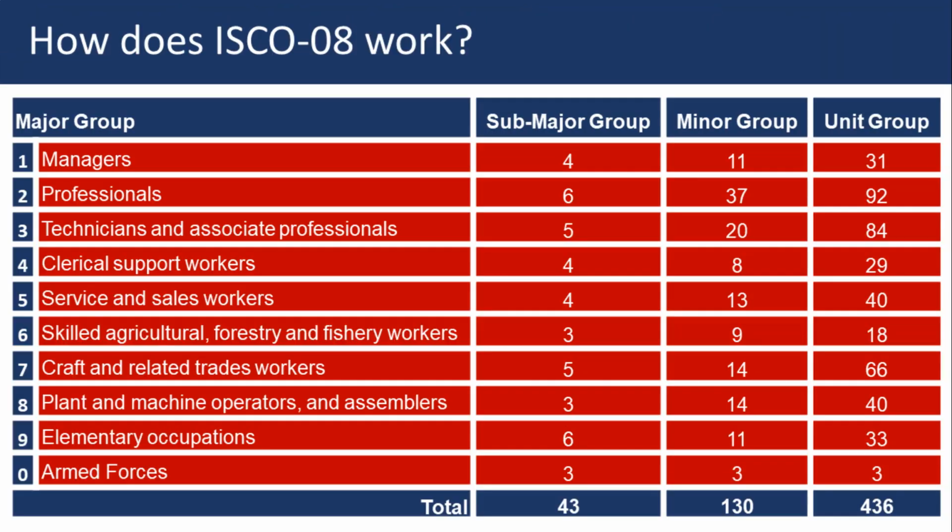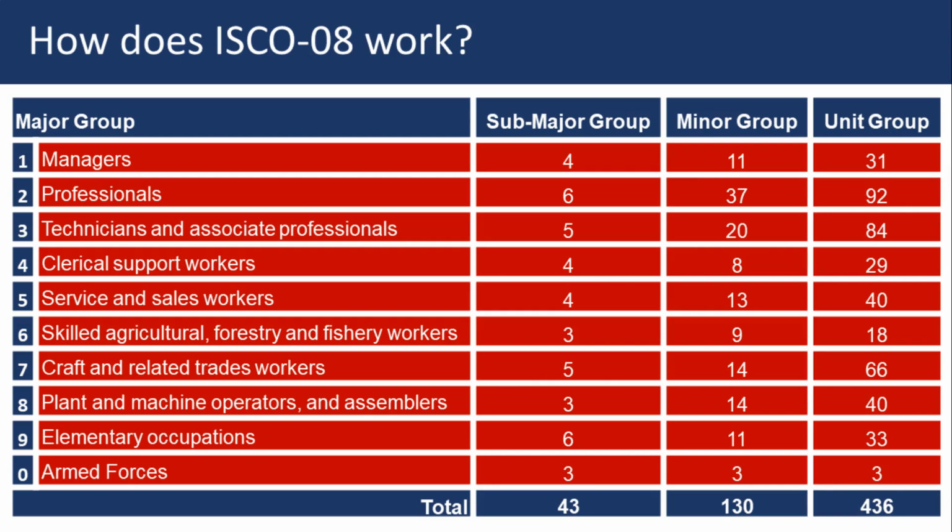The ISCO-08 framework organizes occupations into four hierarchical groups, each becoming more detailed as we move down the levels. Major groups, the highest level, classify occupations into broad categories. There are 10 major groups. For example, Major Group 1, Managers; Major Group 2, Professionals; Major Group 3, Technicians and Associate Professionals, and so forth.